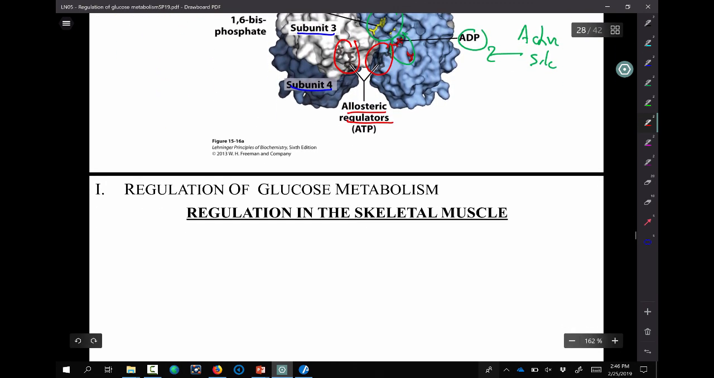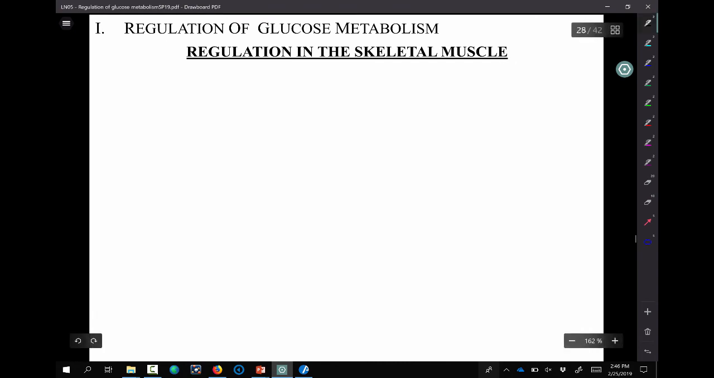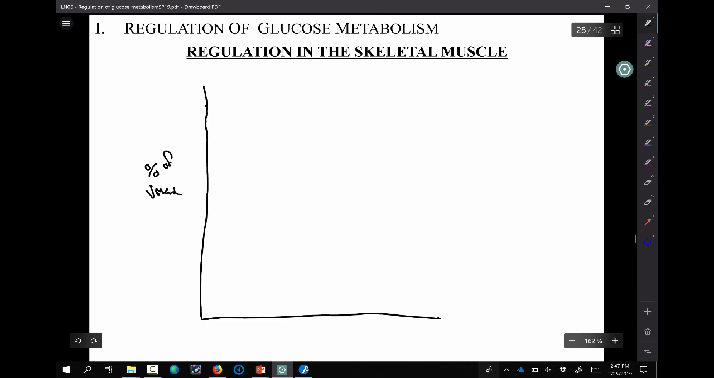Now, let me go one step further and draw something out. If we were to plot percent of Vmax, so rates essentially on our y-axis, percent of Vmax of PFK1, versus the concentration of ATP. We're going to hold fructose 6-phosphate concentration stable in this experiment, and take different percents of Vmax at different ATP concentrations.